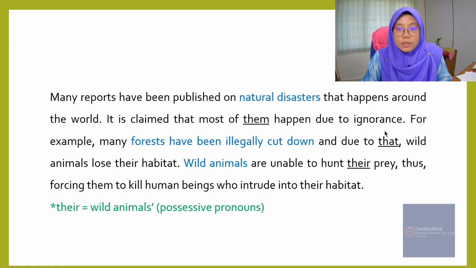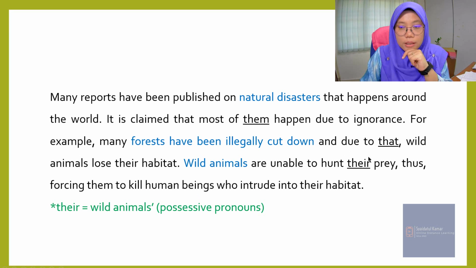Okay. The next question is that. So we know that this and that just now are singular. So one event, one person, one thing. Alright. So what is the word that referring to? You can see here, for example, many forests have been illegally cut down, and due to that, wild animals lose their habitat. Due to what? Due to forests having been illegally cut down. One event. Okay.